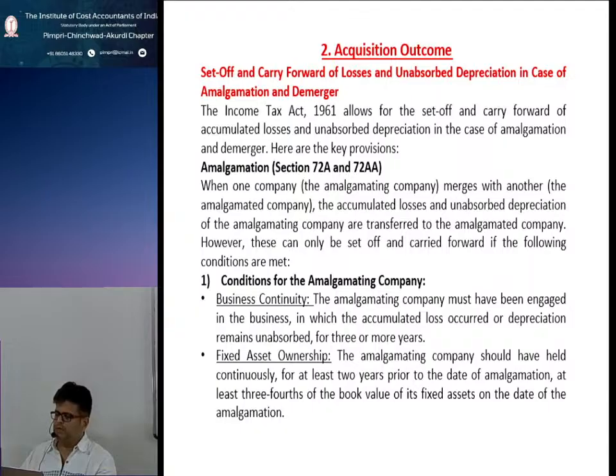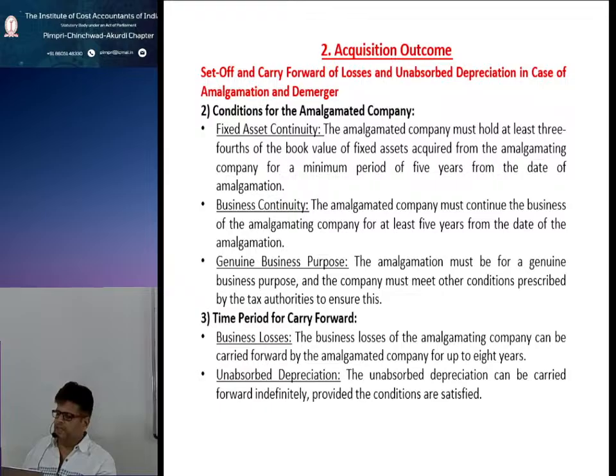Conditions for amalgamating company. One is the business continuity. The amalgamating company must have been engaged in the business in which the accumulated loss occurred or depreciation remains unabsorbed for 3 or more years, and fixed asset ownership should be there. The amalgamating company should have held continuously for at least 2 years prior to the date of amalgamation at least 3/4 of the book value of its fixed assets on the date of amalgamation. The conditions that are required to be fulfilled for the amalgamated company are fixed asset continuity. The amalgamated company must hold at least 3/4 of the book value of fixed assets acquired from the amalgamating company for a minimum period of 5 years from the date of amalgamation.